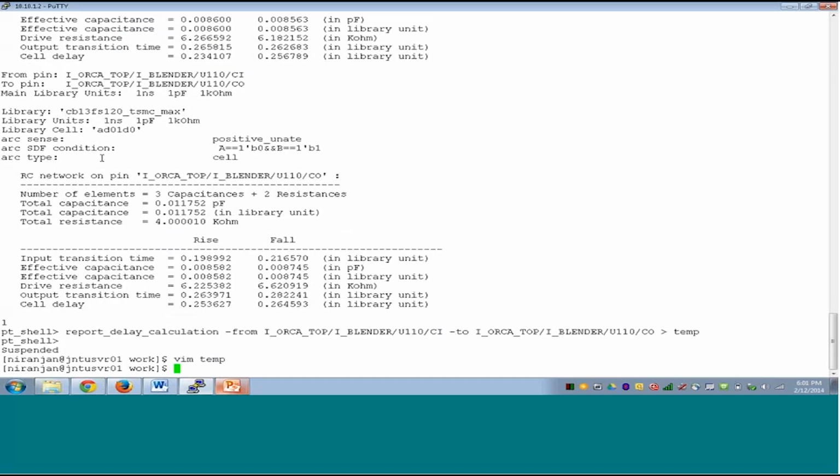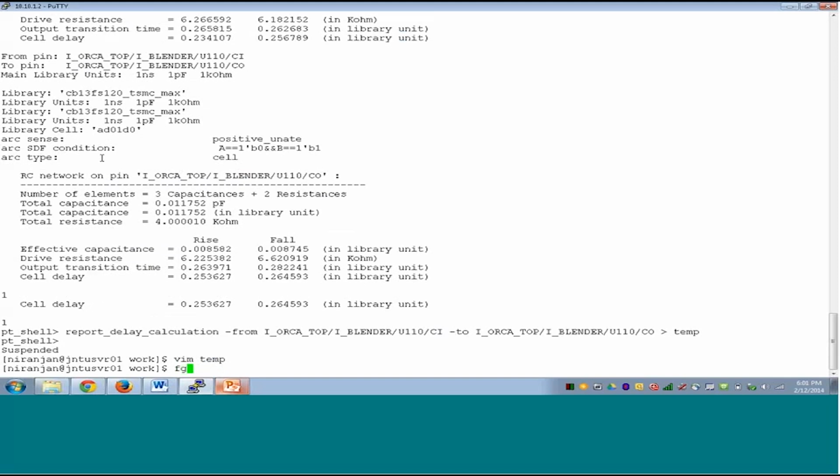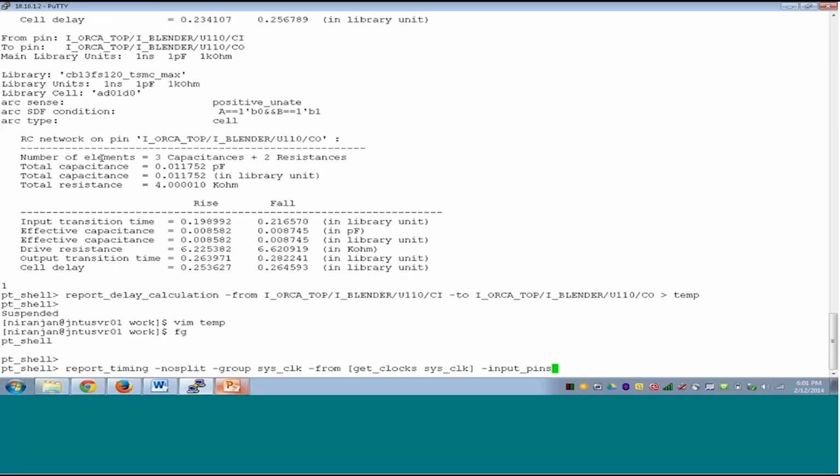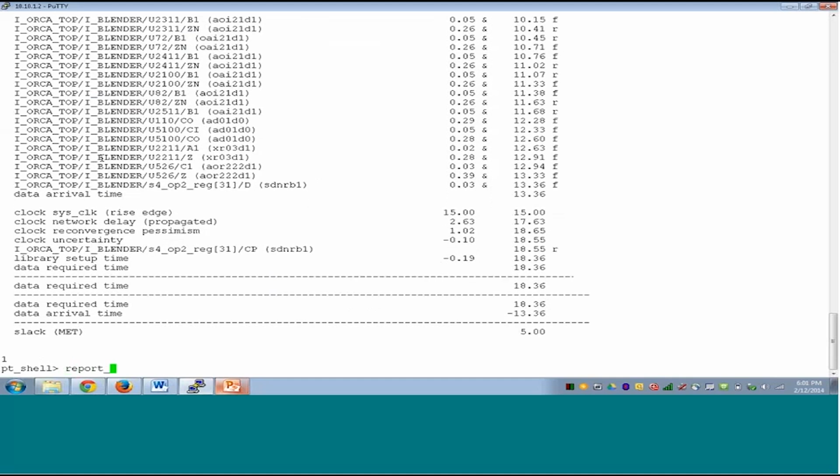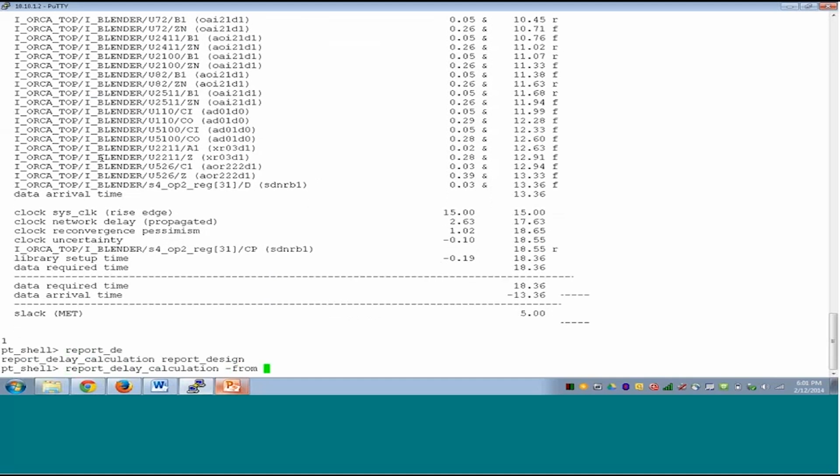Now I can also do delay calculation for a particular net. Let's try that. Let's again look at the timing report and let's do now delay calculation minus from the output of a particular cell to the input of another cell.